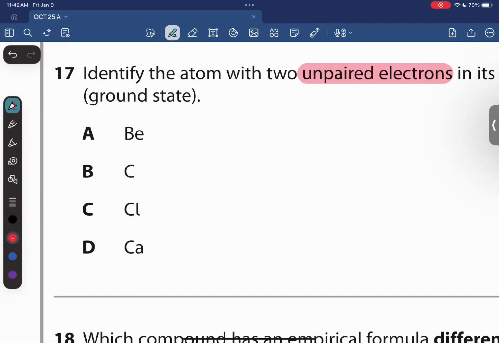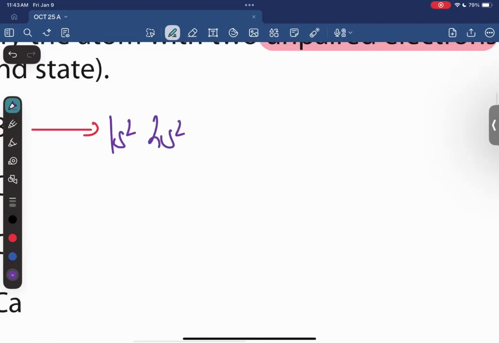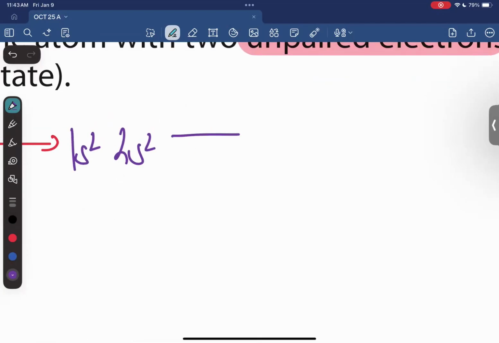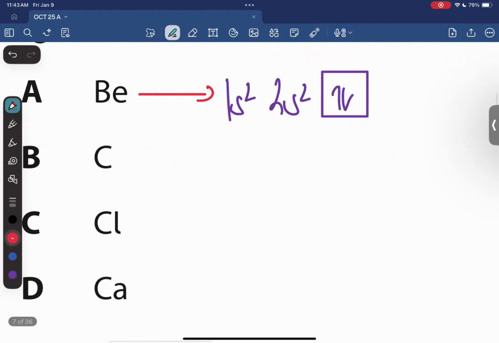So for barium, if I were to write the electronic configuration, then it should be 1s2, 2s2. And since there are 2 electrons in the s subshell, it should be looking something like this, for the s subshell only, okay? And this is paired, okay? So this isn't gonna work. Let's just check for carbon.